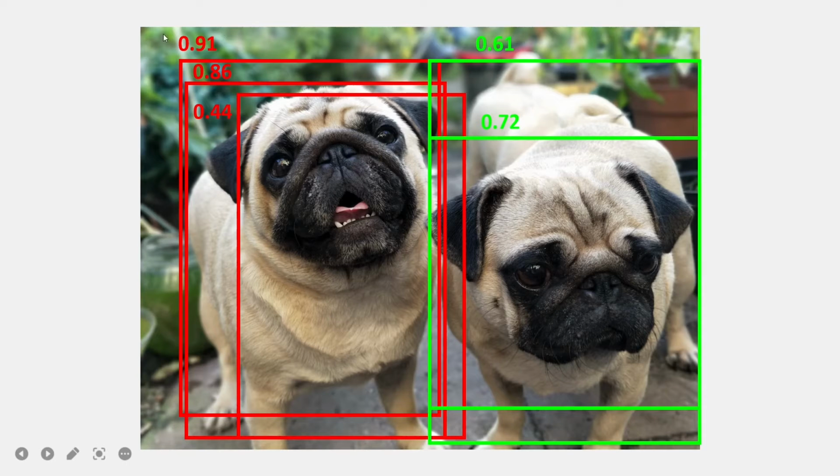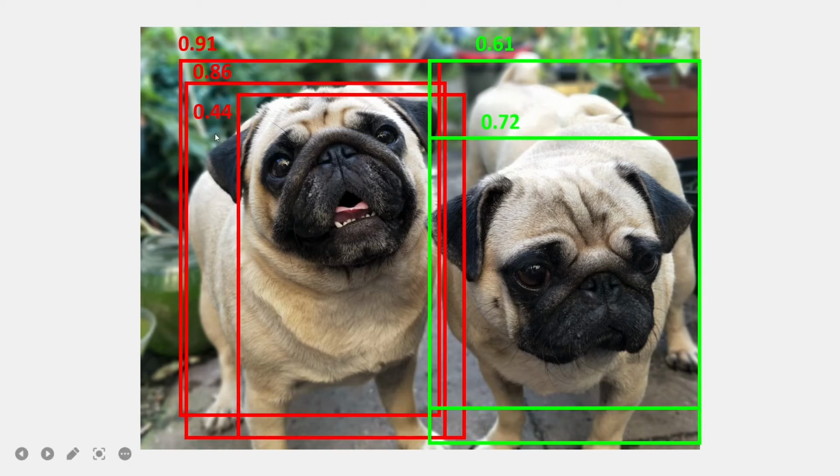One way is to say, okay, we will take the highest one. But the problem is, we as humans know that this is one object and this is a second object. The computer doesn't know. For it, 0.91, 0.86, 0.44, 0.61, 0.72 are just in one order. We can see that these 3 are for this object and these 2 are for this object, but the computer cannot see that. So the problem NMS, or non-max suppression, is trying to solve is to make sure that one object only has one bounding box. That is the whole problem of NMS.